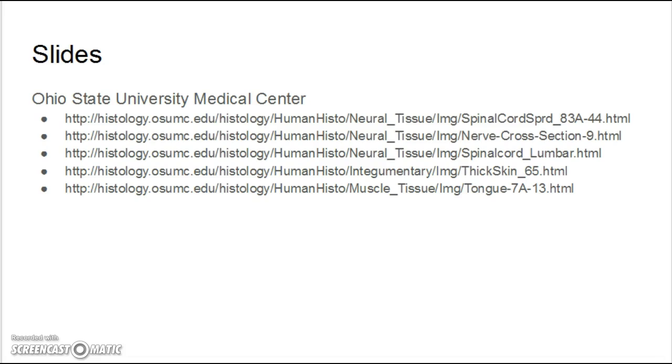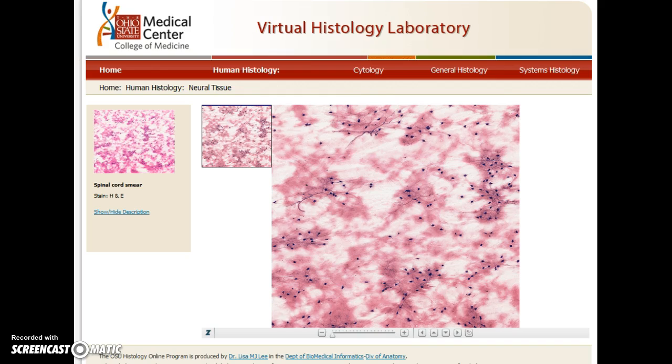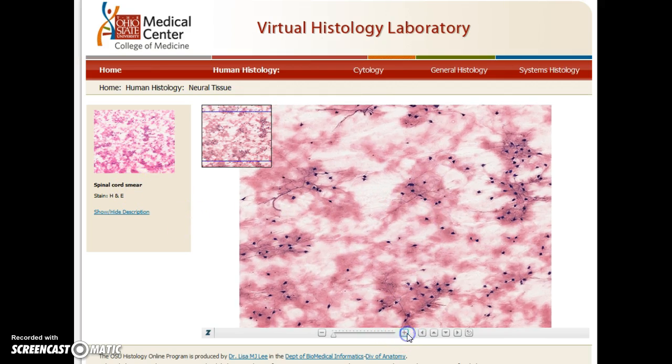I will be using slides from the Ohio State University Medical Center, and here's a list of those slides. Our first slide is just going to be the nerve smear, the neuron smear. This is actually taken from the spinal cord. And so I'm going to magnify this.